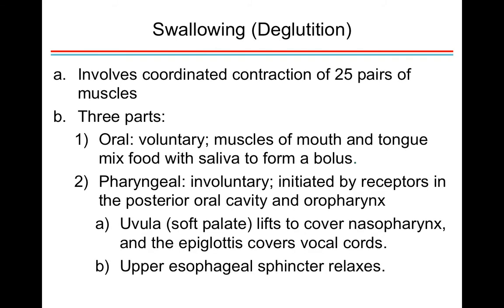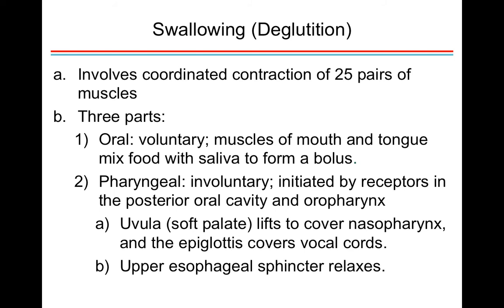So swallowing actually involves a pair of 25 muscles, and we're not going to learn the 25, but it's a pretty complicated process. So some of them are voluntary. These include the muscles of the mouth and tongue that mix food with saliva to form a bolus. The muscles in the pharynx are involuntary, and basically there are receptors there that can detect the bolus, and they will then perform the swallowing reaction.